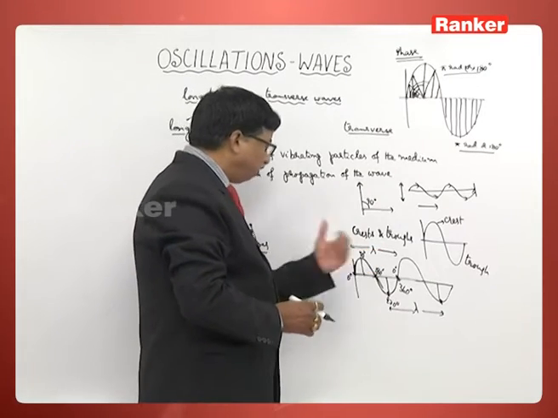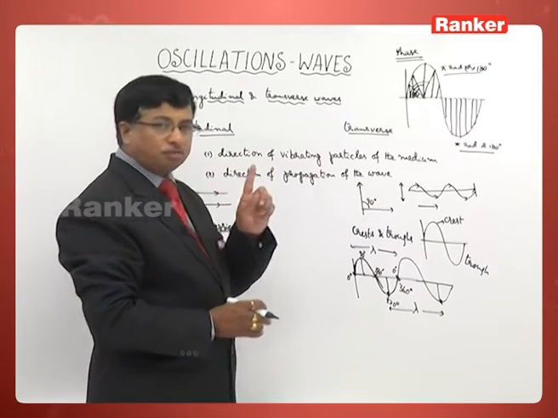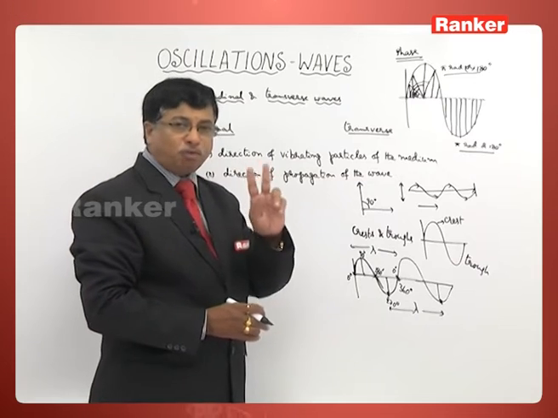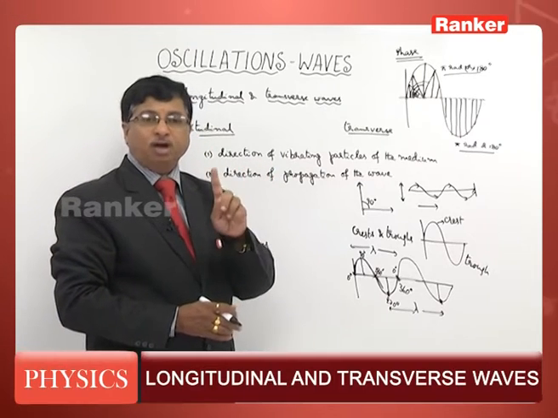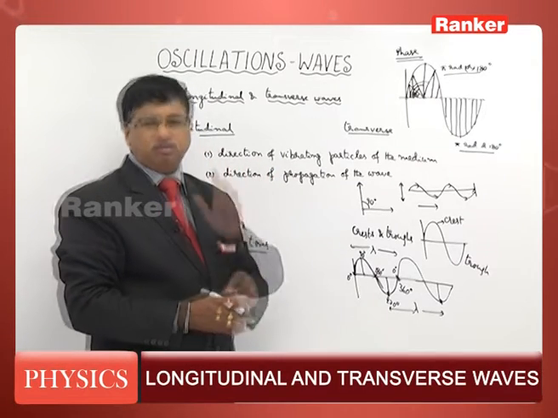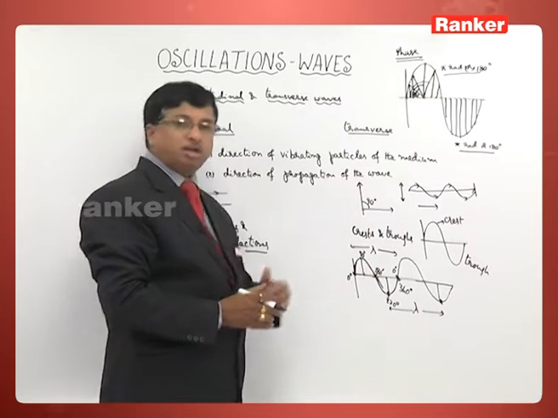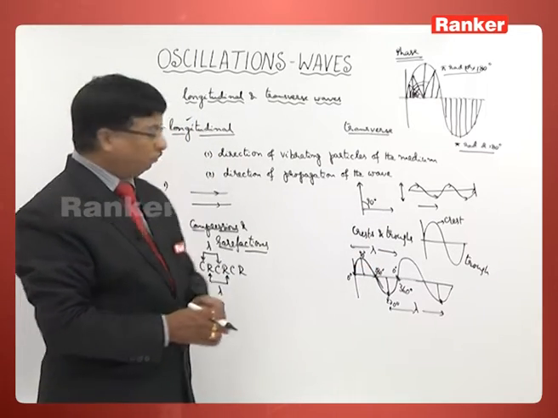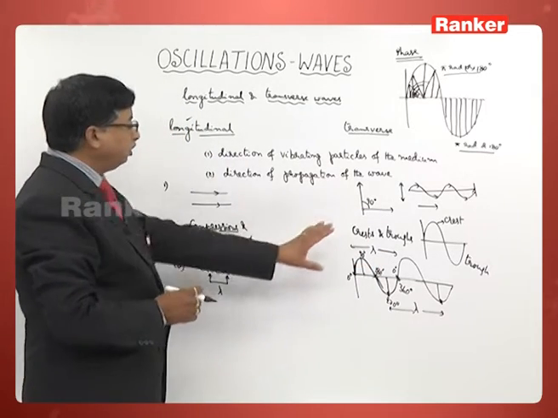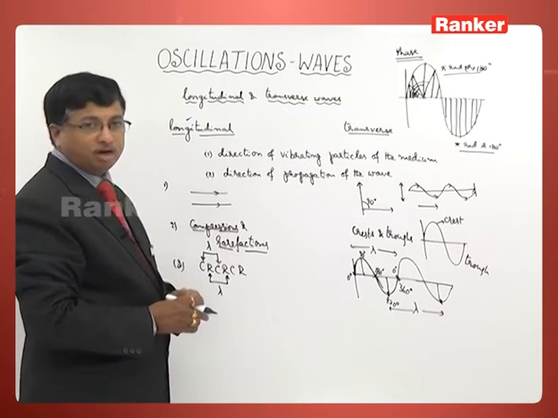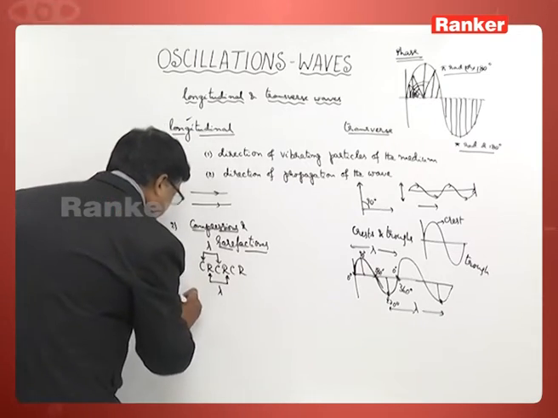So, what one should understand from this one? The distance between two successive vibrating particles which are in the same phase is taken as the wavelength in the case of a transverse wave. So, the third difference is in terms of the wavelength, one should understand. Now, come to the fourth one please.